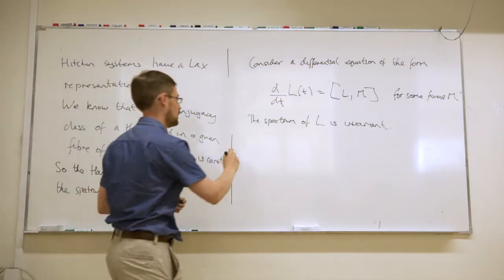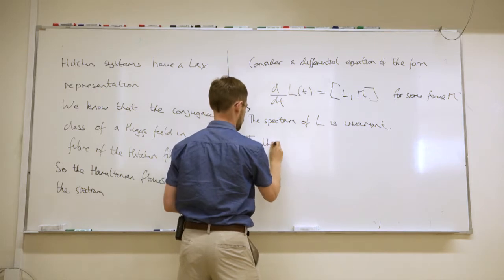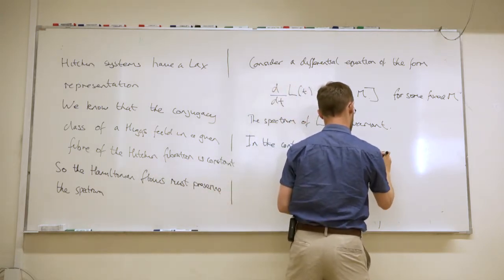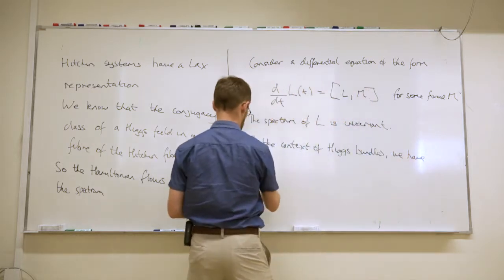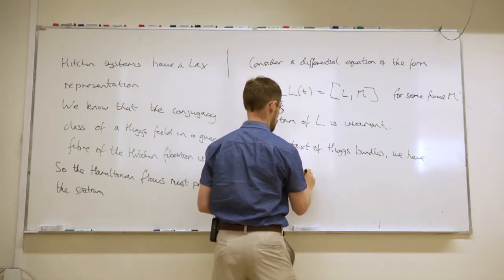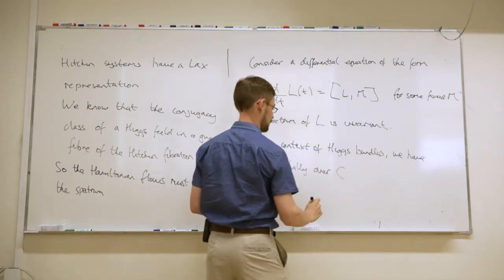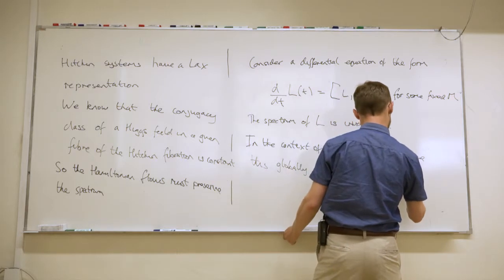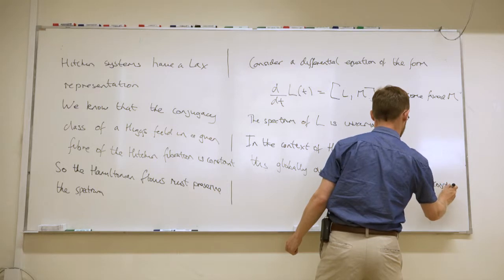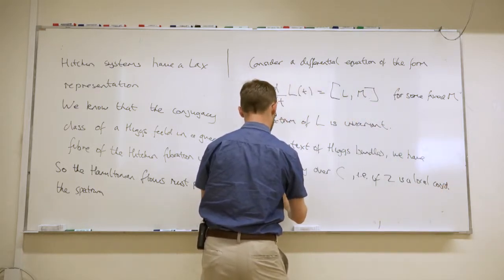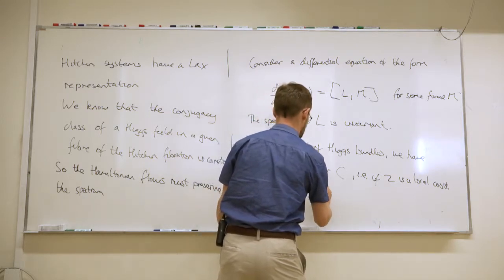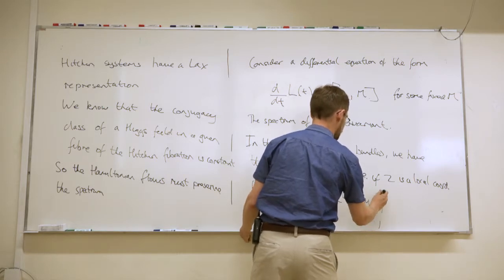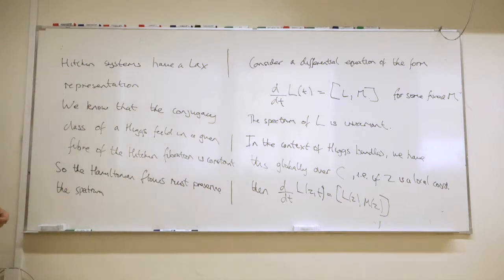In the context of Higgs bundles, we have this globally over the curve C. If we pick a local coordinate on C, then you have this same situation, except that you now allow your matrices to depend on this coordinate on your curve.